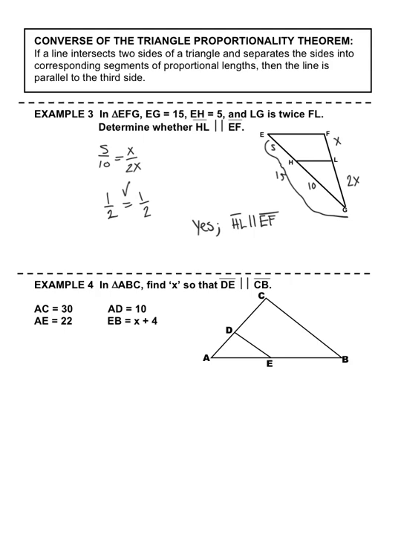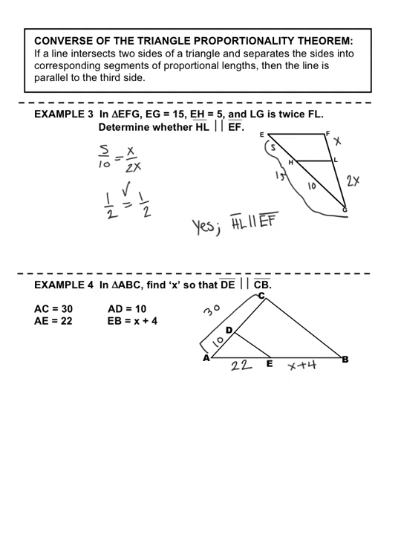parallel to EF. All right, for this next portion, it says in triangle ABC, find x so that DE is parallel to CB. It tells us that AC is 30, so this whole thing is 30. It tells us that AE, this portion, is 22. It tells us that AD, just this portion, is 10. And EB is x plus 4.